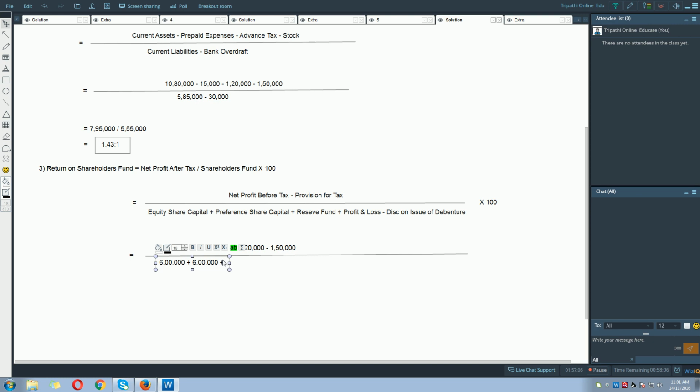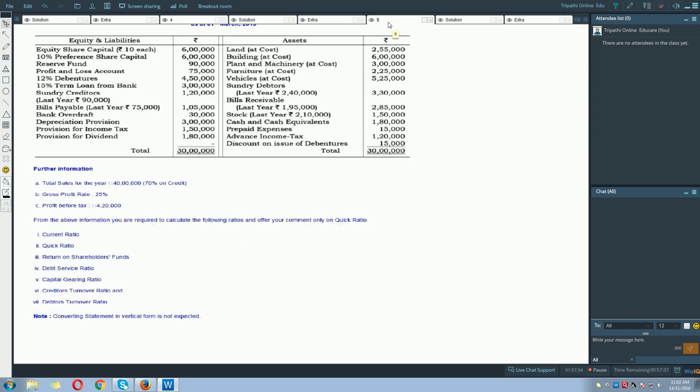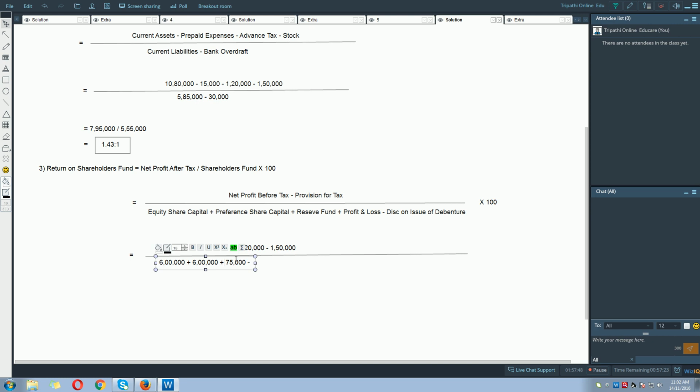And how to calculate shareholders fund? Equity share capital plus preference share capital plus reserve fund plus profit and loss minus discount on issue of debenture. And whole into 100.